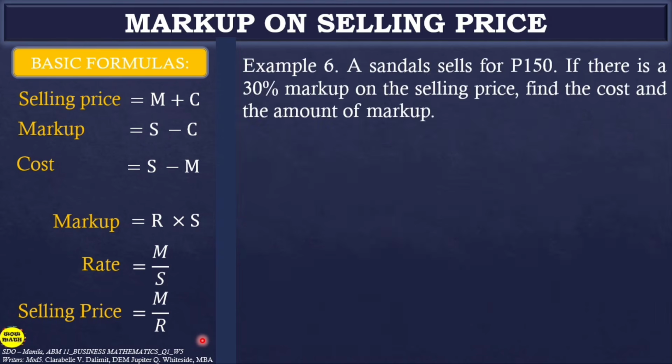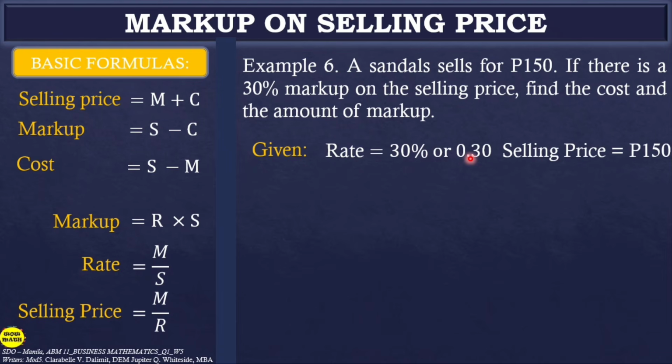For example, a sandal sells for 150 pesos. If there is a 30% markup on the selling price, find the cost and the amount of markup. So what are the given? Rate is 30% or 0.30 and the selling price is 150 pesos. So first, find the markup. Okay, find the amount of the markup using the formula, the markup rate times the selling price.